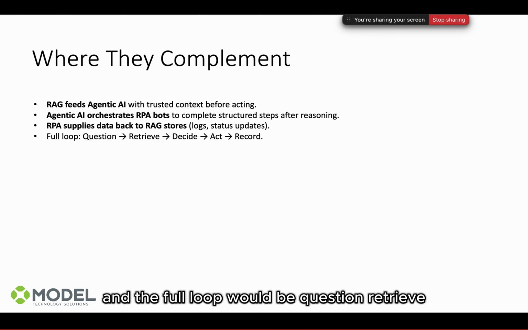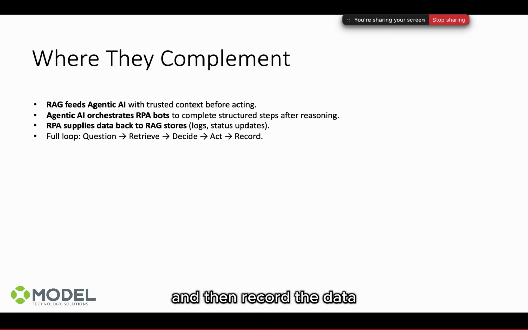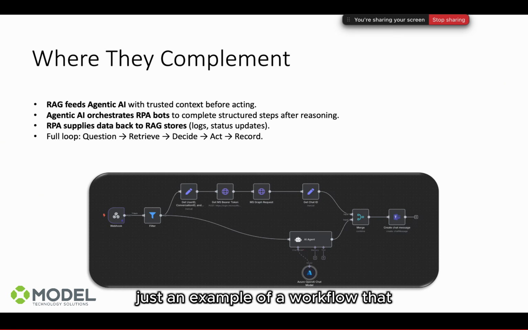And the full loop would be question, retrieve, decide, do the thing you decided on or act, and then record the data. Just an example of a workflow: this one is embedded in our Teams channel, and this Teams channel reaches out, authenticates, and posts back to the Teams channel after getting the answer from OpenAI. Now this OpenAI instance is running in our Azure environment, so it's a custom Azure OpenAI chat model.